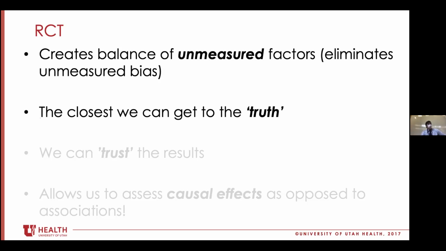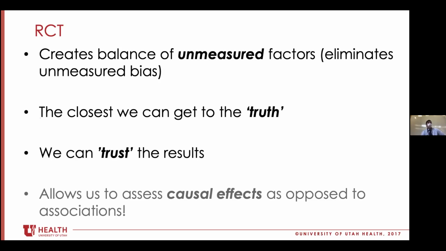Randomized controlled trials are the closest thing we can get to the truth for this reason, and therefore we can trust the results, which is why I think they become high impact, quote unquote. And finally, they allow us to assess causal effects as opposed to associations, which is the conclusions we come to in retrospective reviews. X is associated with Y, whereas in an RCT, you can come to the conclusion that X is causing Y.